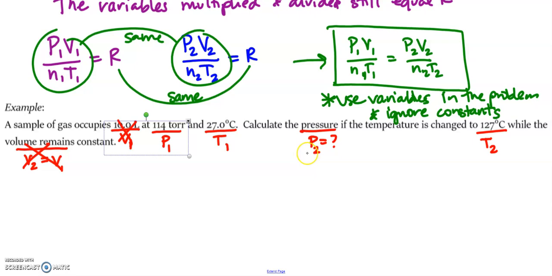If we've got pressure and temperature, we have a Gay-Lussac's problem. And Gay-Lussac has a direct relationship. So the temperature, we can see, is going from 27 to 127, so the temperature goes up. If it's direct, what should the pressure do? Hopefully you're saying to yourself right now, it should also go up. If one goes up, the other goes up. That's what direct means. So our pressure should be a higher value than this 114 torr.